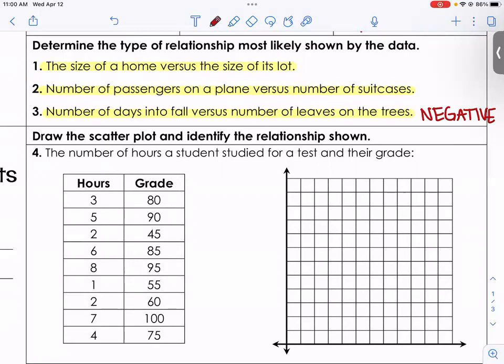Okay, what about the number of passengers on a plane versus the number of suitcases? I think it would be kind of even. No, it'd be more. So the more people, the more suitcases. So that would be a positive relationship.